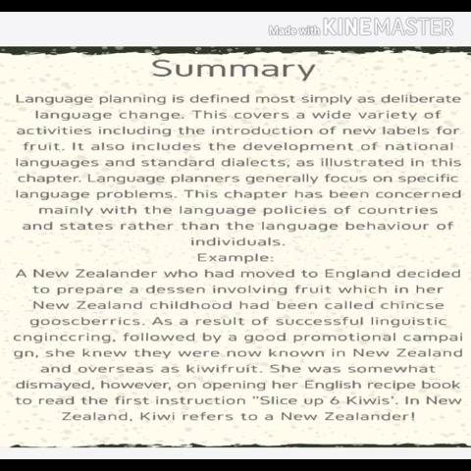Example, a New Zealander who had moved to England decided to prepare a dessert involving fruit, which in her New Zealand childhood had been called Chinese gooseberries, as a result of successful linguistic consulting followed by a good promotional campaign. She knew they were not known in New Zealand and were marketed as kiwi fruit. She was somewhat dismayed, however, on opening her English recipe book to read the first instruction.